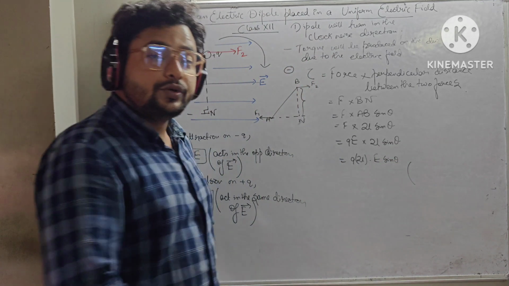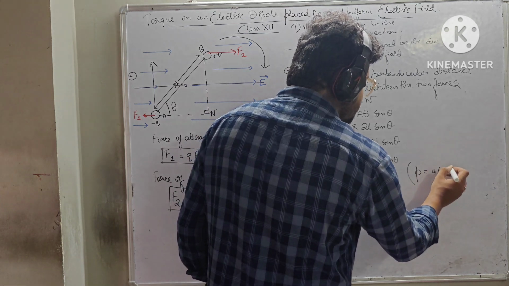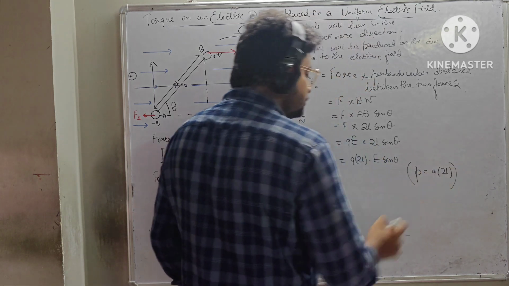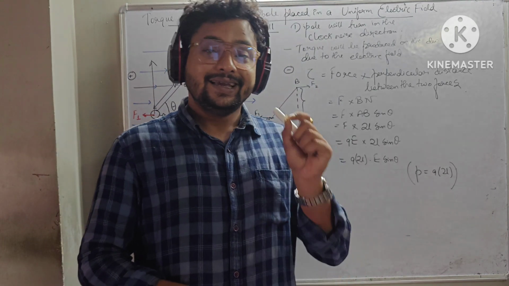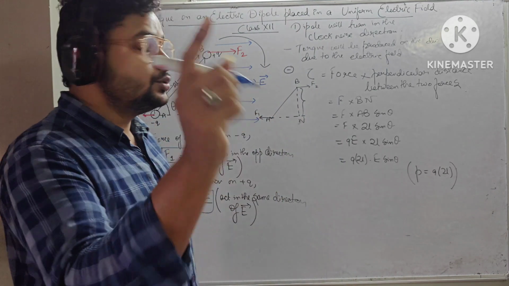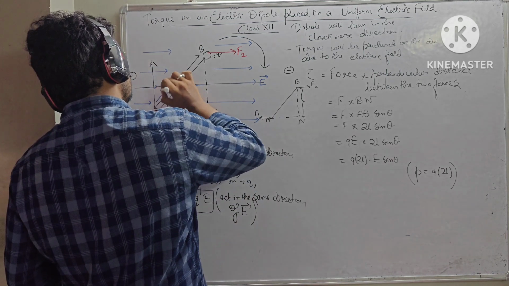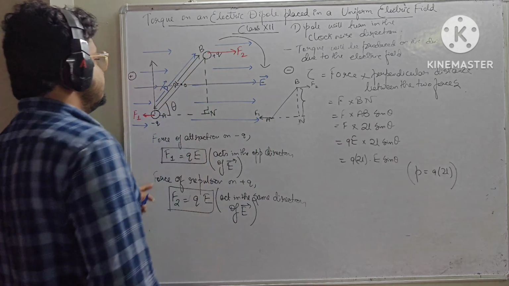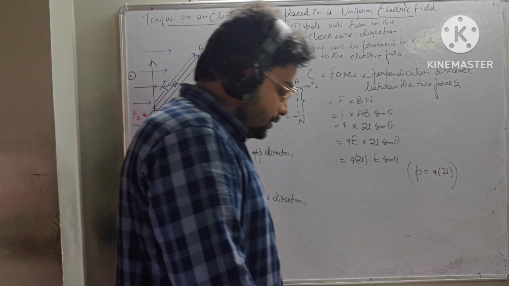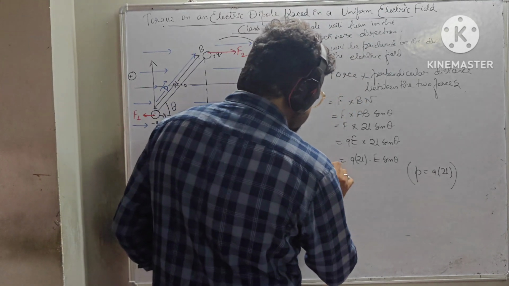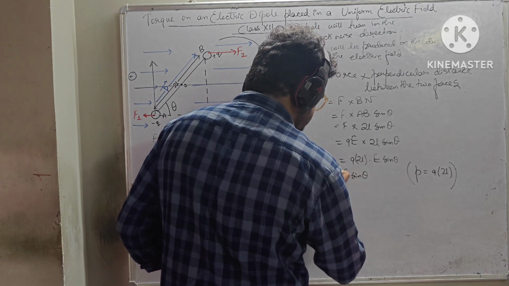Now see, Q into 2L. What was Q into 2L? That was the electric dipole moment. And remember, in which direction does the electric dipole moment work? The electric dipole moment works from minus Q to plus Q. This is the direction of the electric dipole moment. So our expression becomes tau equals PE sin theta.